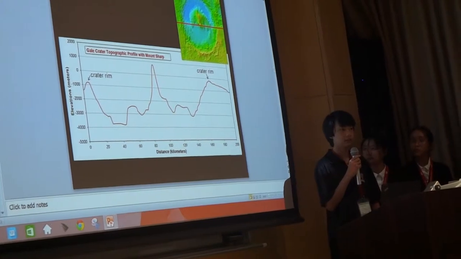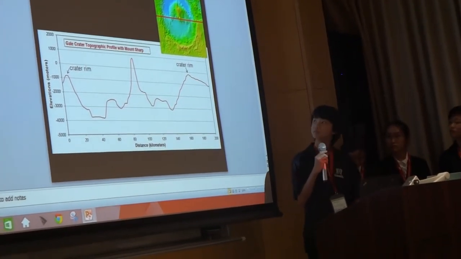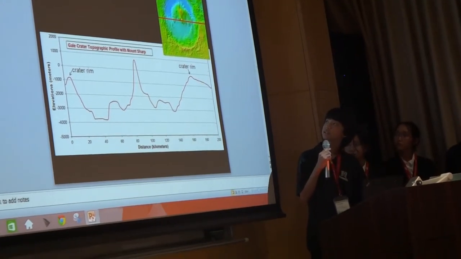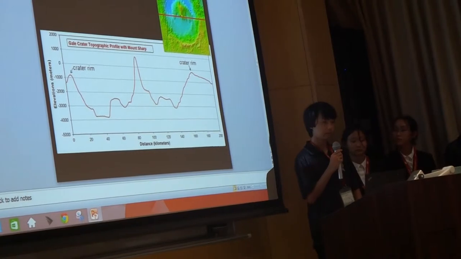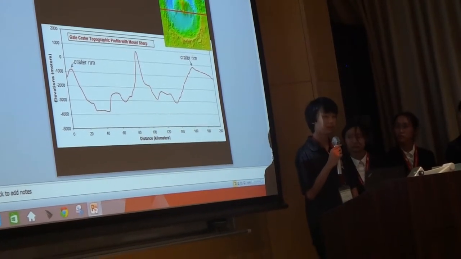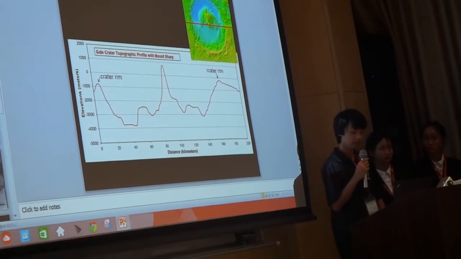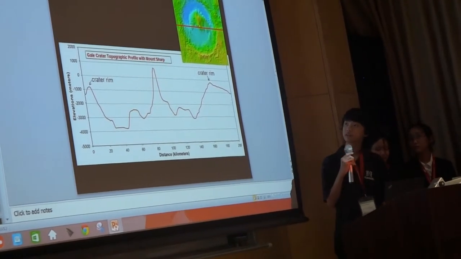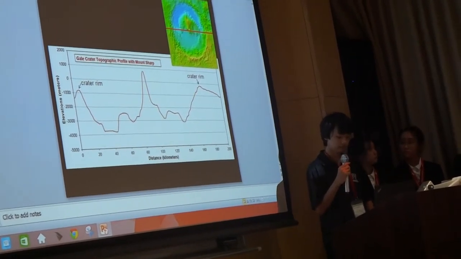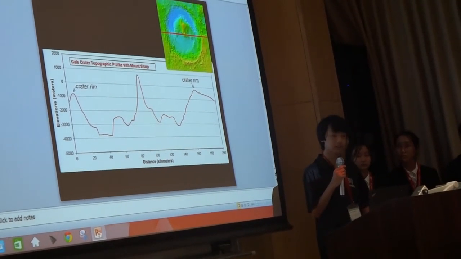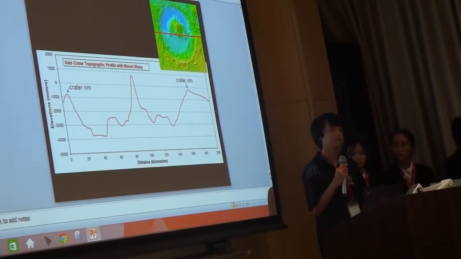So this is another topographical profile of the red line at the top right corner. And the red line traverses Gale Crater, as you can see, from west to east. And Gale Crater was formed by meteoritic impact long ago. And from west to east, as previously stated, is about 200 kilometers across.